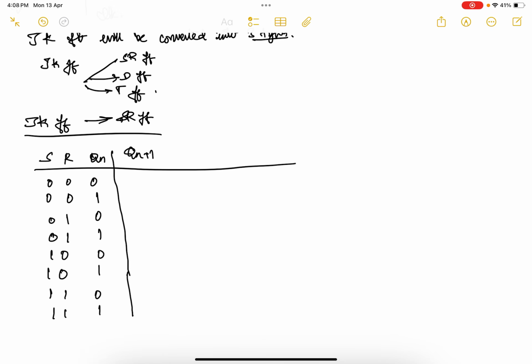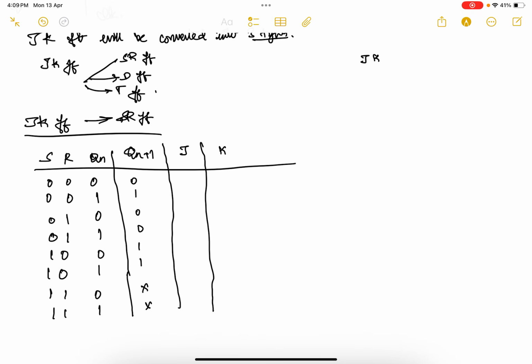And we know the condition: 0 0 means the present state will be retained as such. For 0 1 it is 0, for 1 0 it is 1, and for 1 1 it is a don't care condition because it is an indeterminate form. Now I am going to extend this to the JK flip-flop.